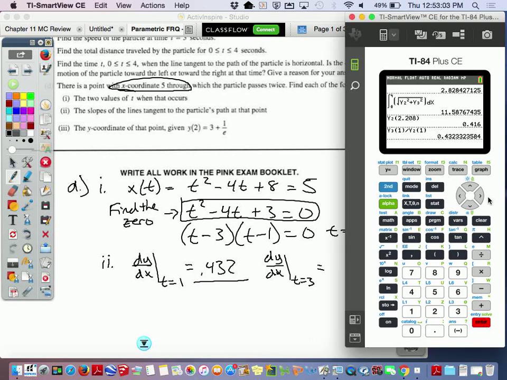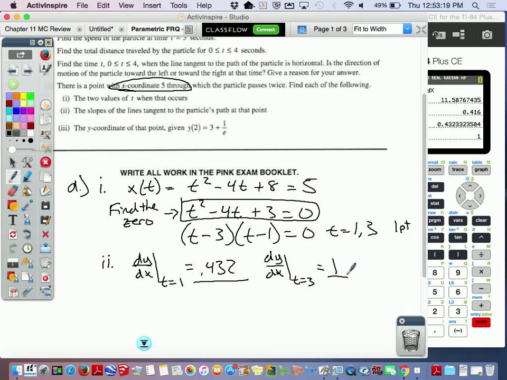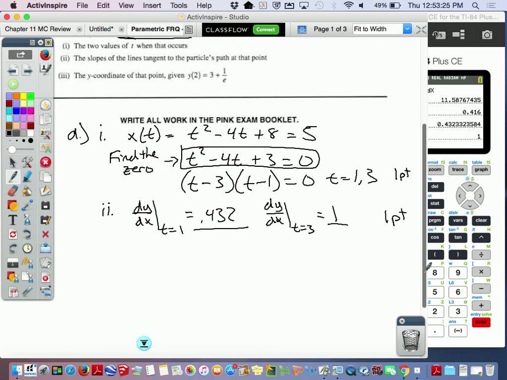Now, I can do the same thing at 3. To make my life easier, I'm going to just bring this part down again, and plug a 3 in each spot I had a 1. It's the same calculation. And that slope gives me exactly 1. So if I got both of these slopes, that's the second point of part D.